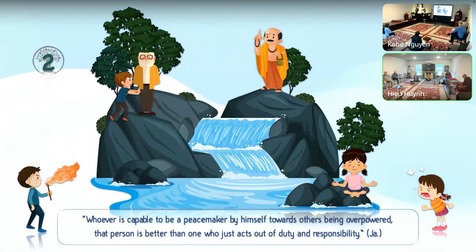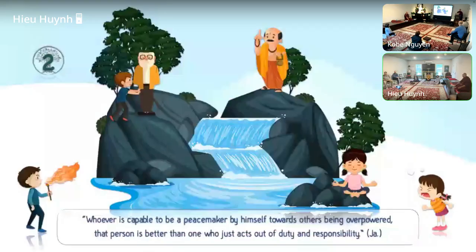Bring benefit to that person by giving him the teaching, the practice. Even if that person doesn't want to apologize to you, because of his benefit, you want to help him. That's why you are a peacemaker by yourself. That person is a better one. Why is that a better one? Because that person is doing it for the other's benefit, because he has loving kindness in himself.